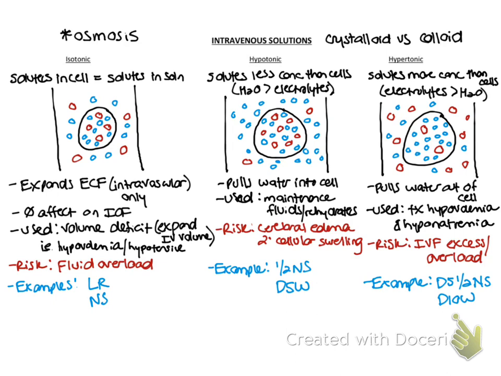And this is, so half normal saline is 0.45. And then we're adding 5% dextrose. So we're still above the 0.9%. I know it gets confusing, but it's still a hypertonic solution, okay? Because you're adding to it.